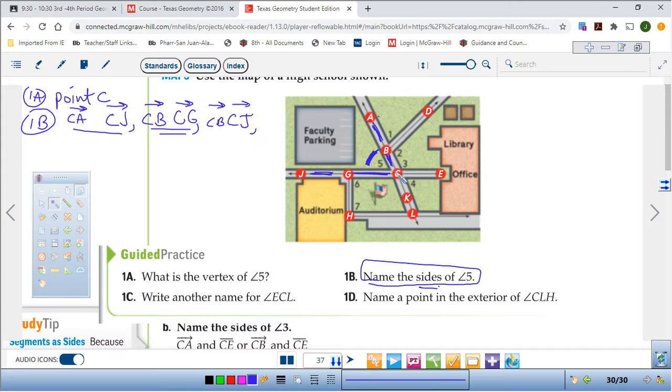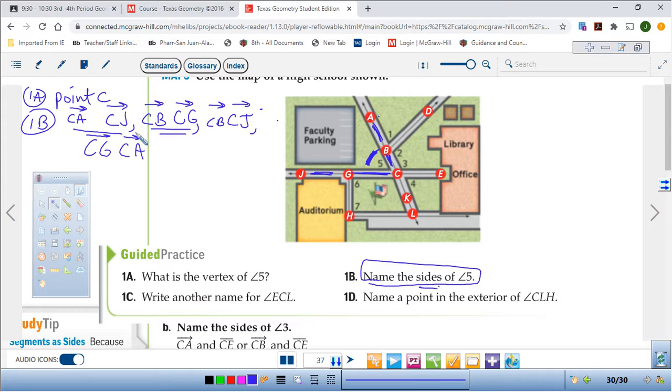Then I can go to, what's the other one here? Short side here, long side there. Ray CG and Ray CA. CG and CA. Okay, so those are two. Those are, I think probably all the combinations we can do.